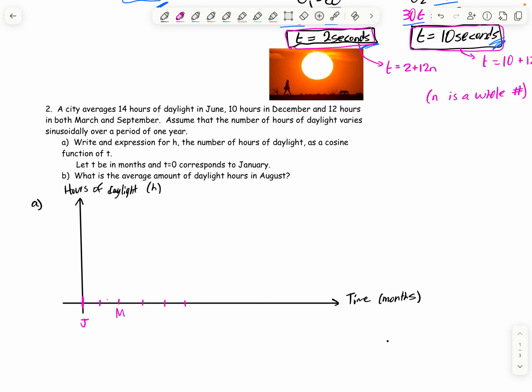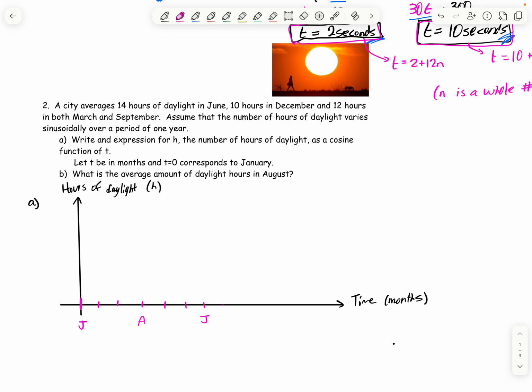So wait, hold on. 1, 2. I should put it here. January, February, March, April, May, June, July, August, September, October, November, December. So I'll put December here.